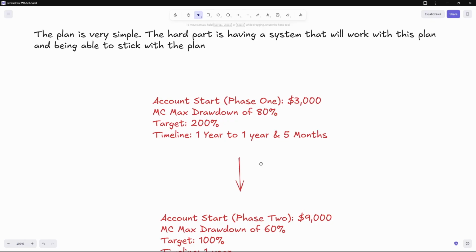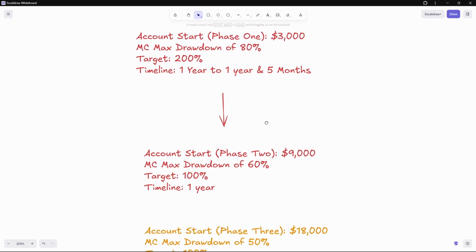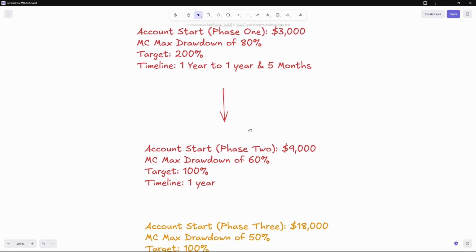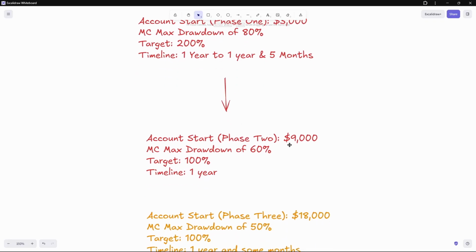And next we move on to phase 2, and this is when you see why risk management is important, because as you grow your account, you want to reduce the amount of risk. So in phase 1, we assume that our worst drawdown will be 80%. So worst case scenario, we're going to see an 80% drawdown. In phase 2, our account is now $9,000, so we can reduce risk, and we're going to assume that our worst case scenario is going to be a 60% drawdown.